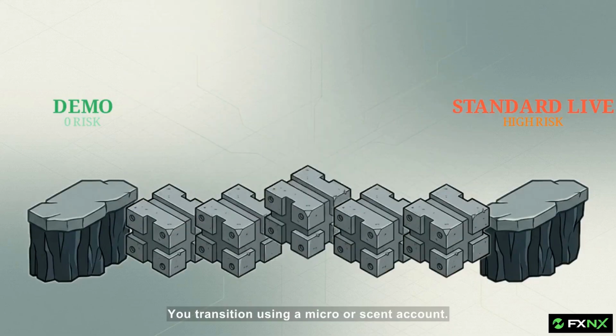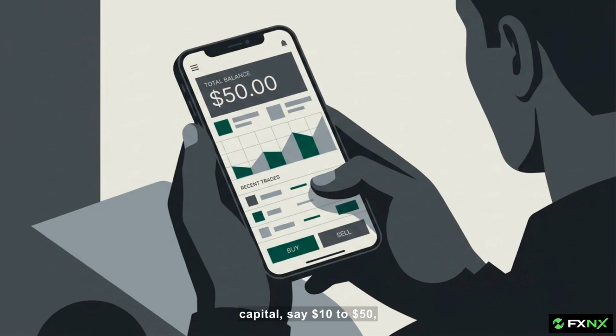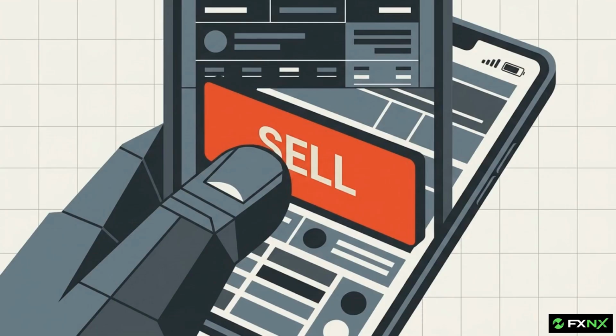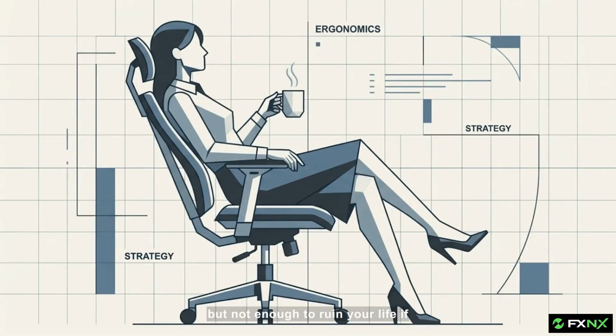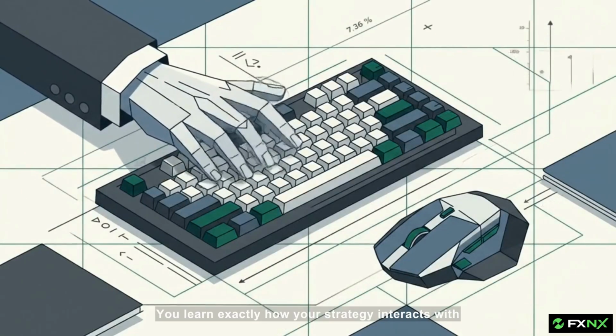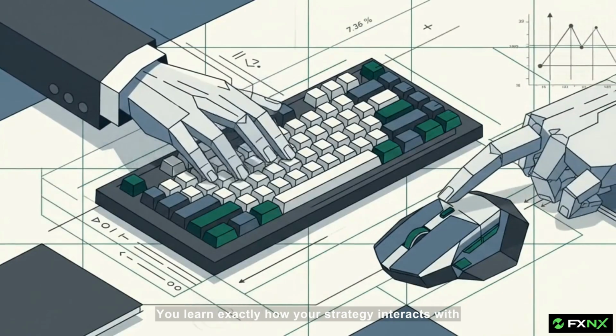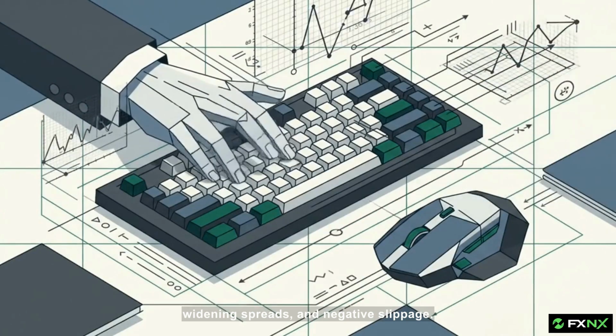You transition using a micro or cent account. By risking a very small amount of real capital, say $10 to $50, you introduce actual skin in the game. It's enough money to trigger a genuine cortisol response and elevate your heart rate, but not enough to ruin your life if you make a mistake. This micro-risk stage forces you to physically practice trading. You learn exactly how your strategy interacts with real interbank latency, widening spreads, and negative slippage.